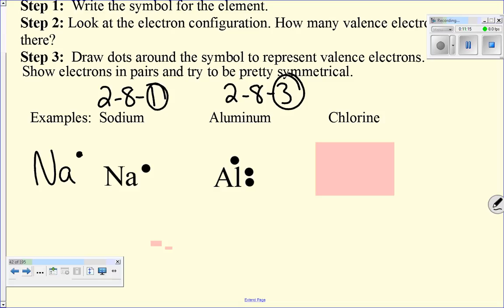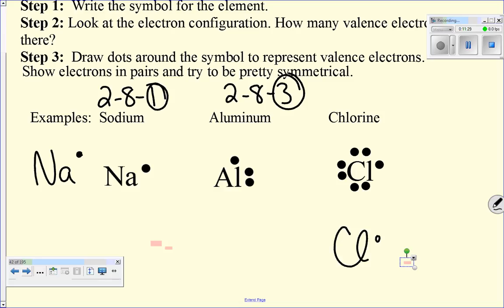Take a moment and do chlorine. So for chlorine, you should have had 7 dots, sorry. So you have 1 missing spot. And again, if you had drawn this instead, that's totally fine. You have 7 dots, no more than 2 on any one side.